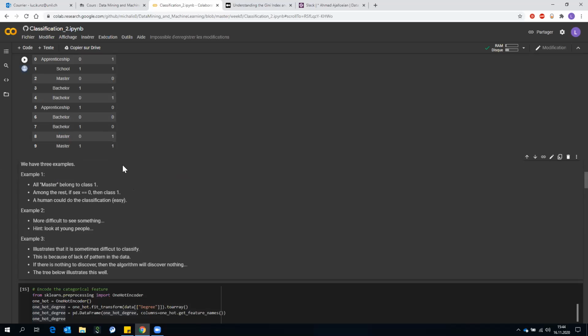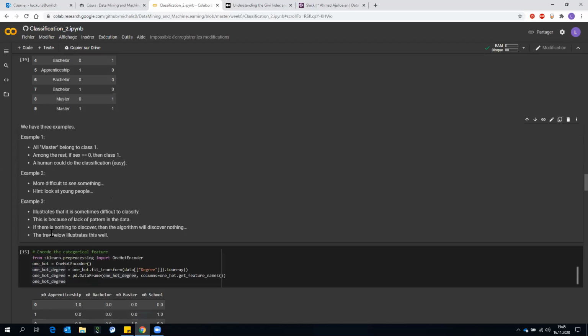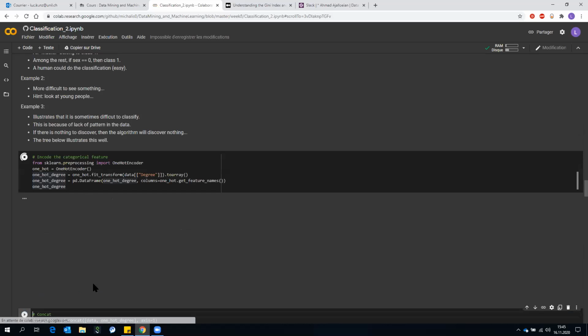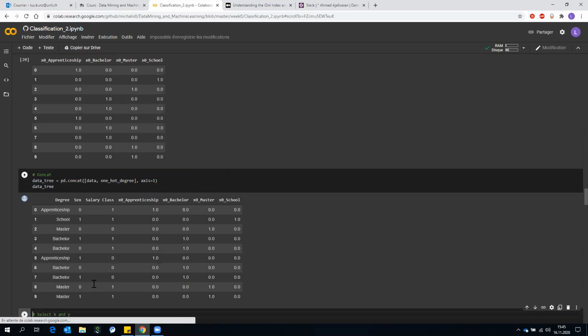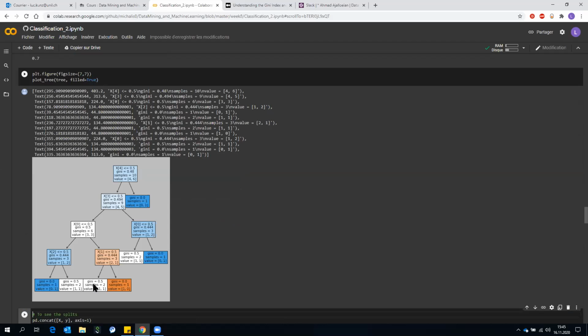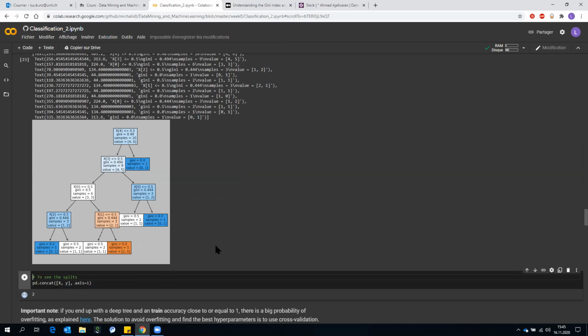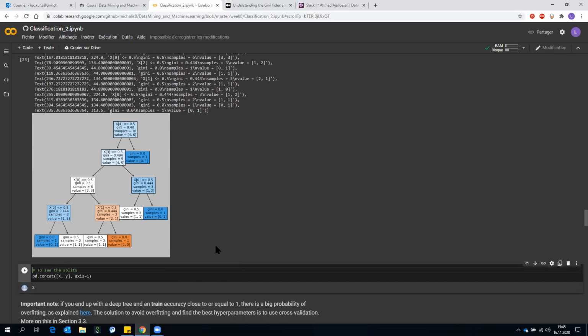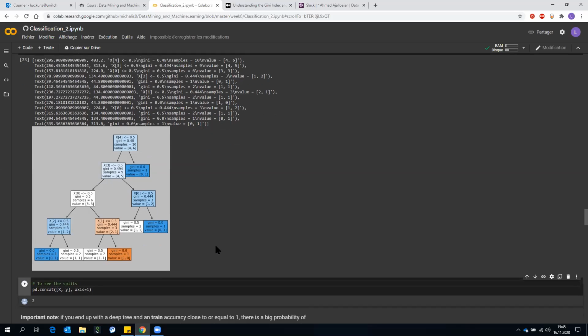So if there is no pattern to discover, it may be very dangerous to use a decision tree. We will see also afterward why. If there is nothing to discover, the algorithm will discover nothing. And if we look at the tree, we obtain an accuracy of 0.7, and we end up with a deeper tree than in the previous examples. 1, 2, 3, 4. So not very deep, but deeper than the previous examples.